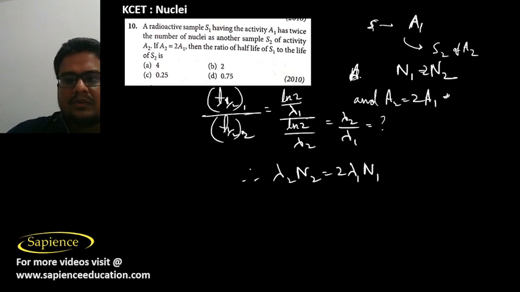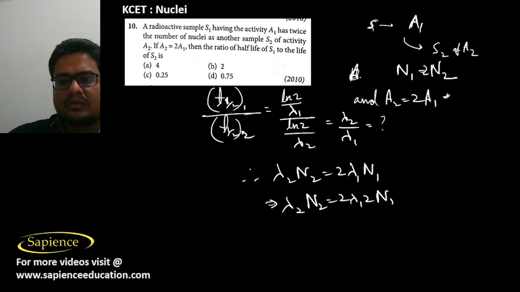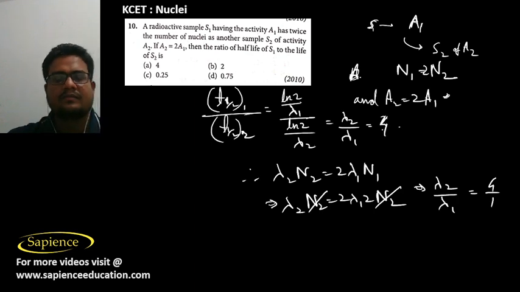And N1 is equal to 2N2. So therefore lambda 2 N2 is equal to 2 lambda 1 into 2N2. So N2 will cancel. Therefore lambda 2 by lambda 1 is equal to 4 by 1. So the ratio is coming 4. So option A is the correct answer.